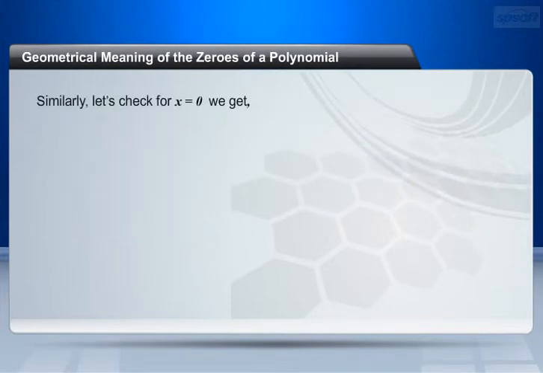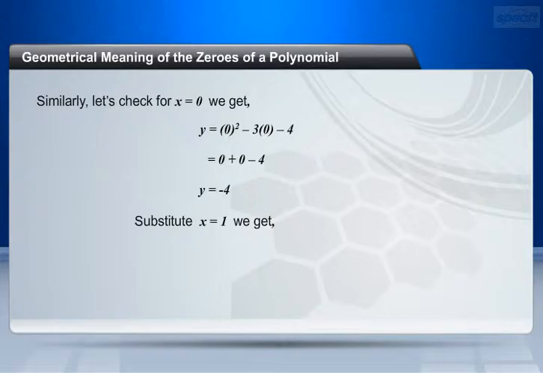Similarly, let us check for x is equal to 0. We get y is equal to 0 square minus 3 into 0 minus 4. This is equal to 0 plus 0 minus 4. This implies y is equal to minus 4. Next, substitute x is equal to 1. We get y is equal to 1 square minus 3 into 1 minus 4. This is equal to 1 minus 3 minus 4. This implies y is equal to minus 6.